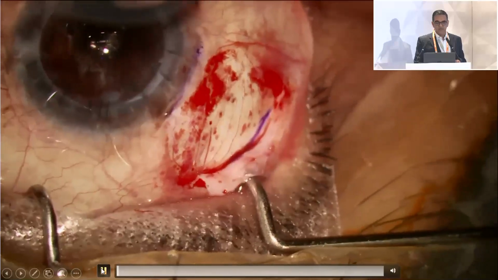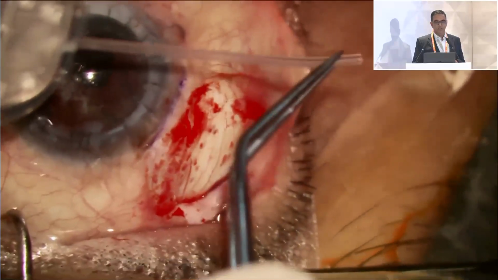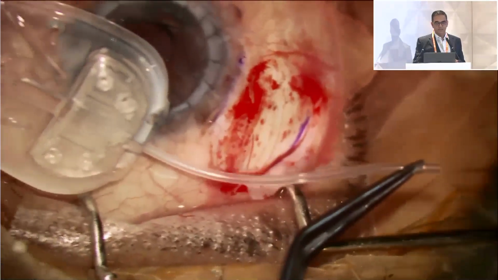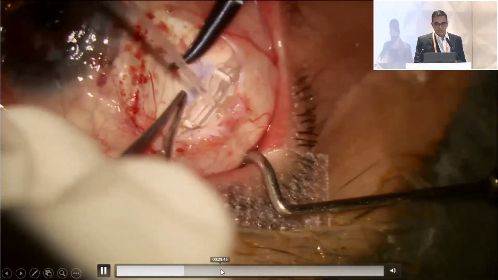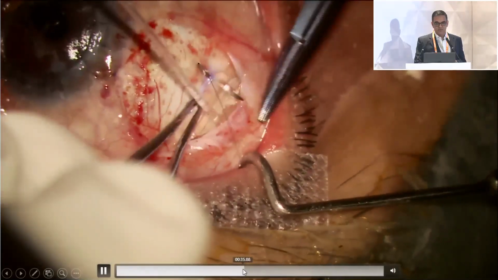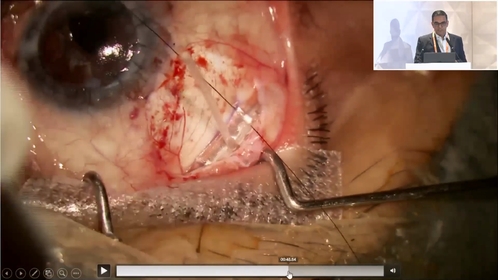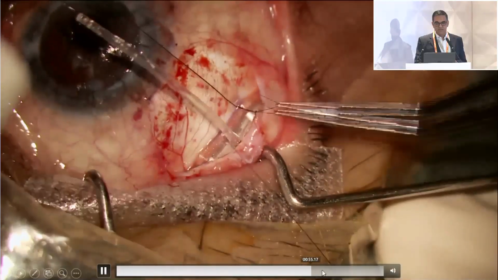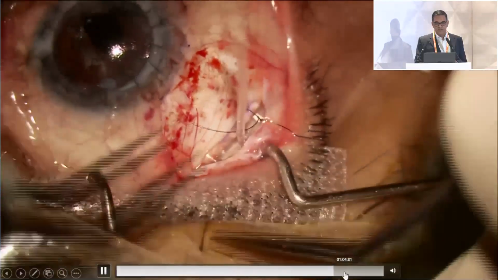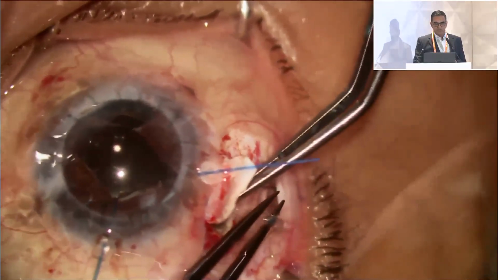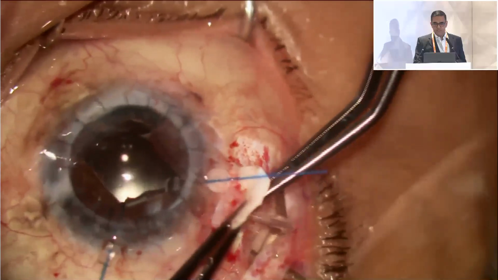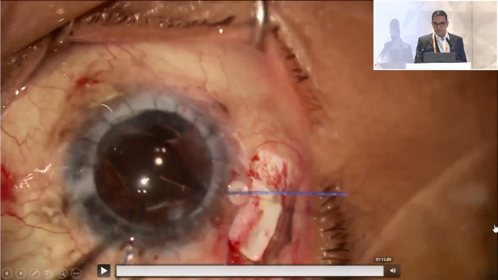And this is just a video to show you the post-op period in which we had some difficulty in placing the tube. So just to show you that, just show you the last few steps. This is the plate being sutured. And then we had some difficulty in placing the tube behind the iris. So we had to use an iris retractor, iris hook, so we could see where the tube goes in, and then the tube is then placed.